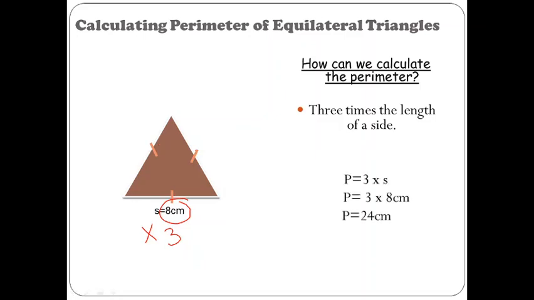Okay, 3 times 8 gives you 24. So 24 is the distance around this equilateral triangle, and this is also the perimeter for this equilateral triangle. What do we do? We multiply 3 with the given side length, that is 8. 3 times 8 equals 24. Must write the unit. The unit here is centimeter. So in the answer you have to write the unit.